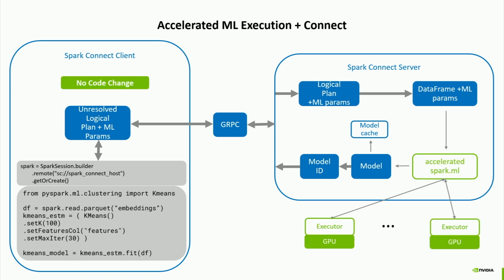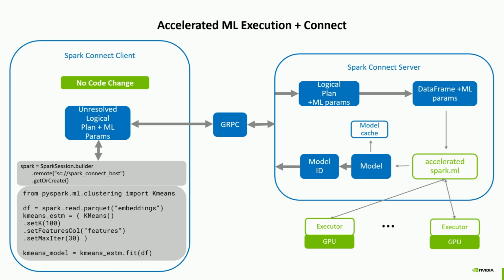Okay, so let's look at the accelerated case. In this case, the Spark Connect server is now attached to a GPU-accelerated Spark cluster, similarly to the accelerated SQL case, while everything else stays the same, especially on the client side, just like in the SQL case. So in other words, no application code change is needed, and moreover, the messages flowing back and forth between the client and server are unchanged as well.